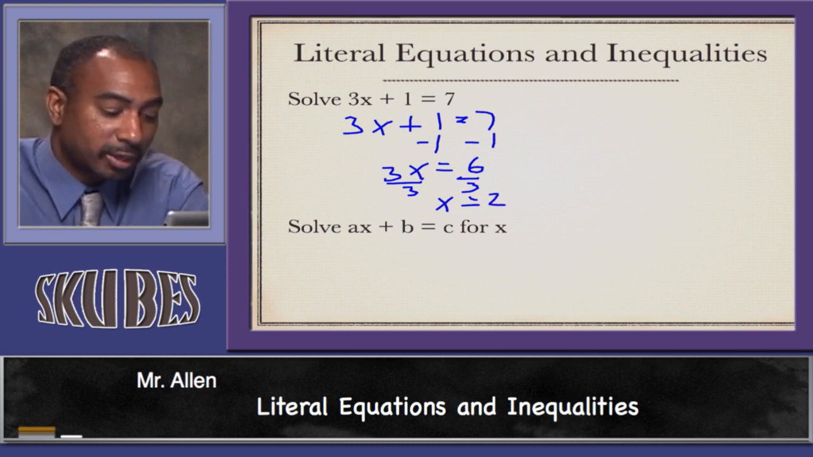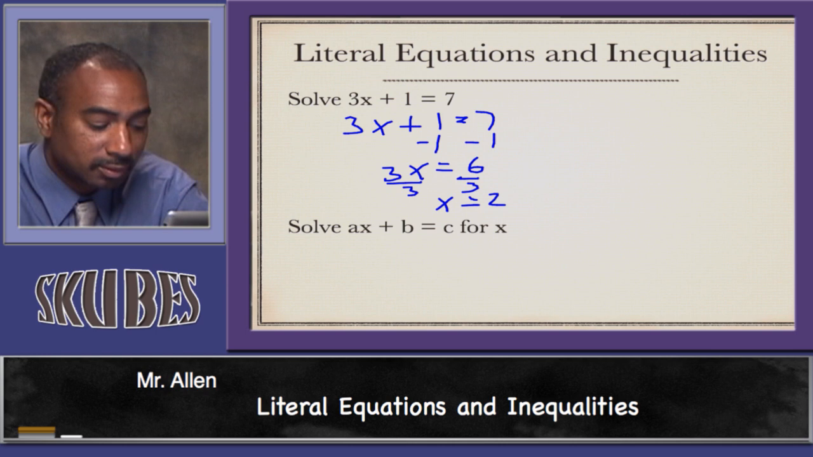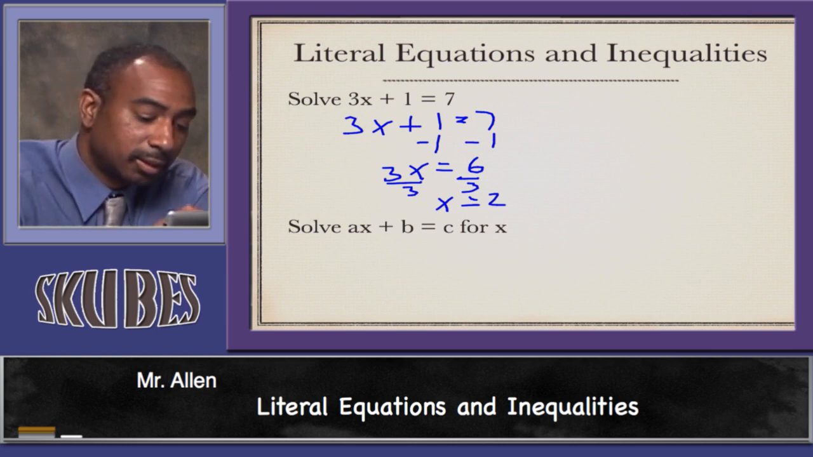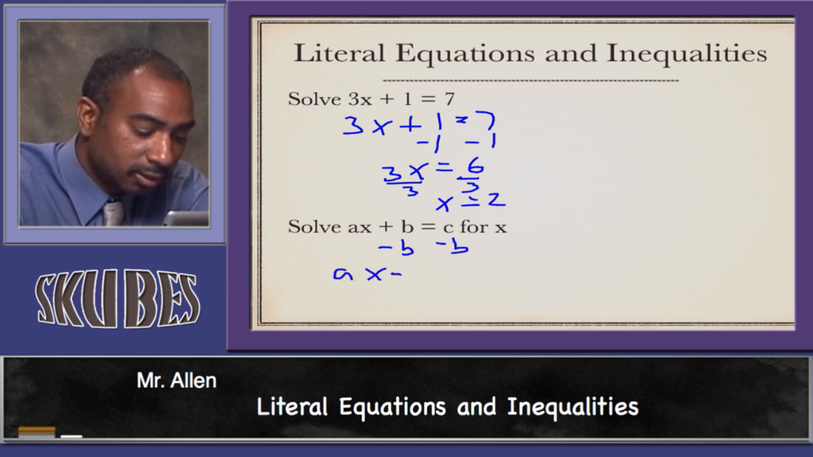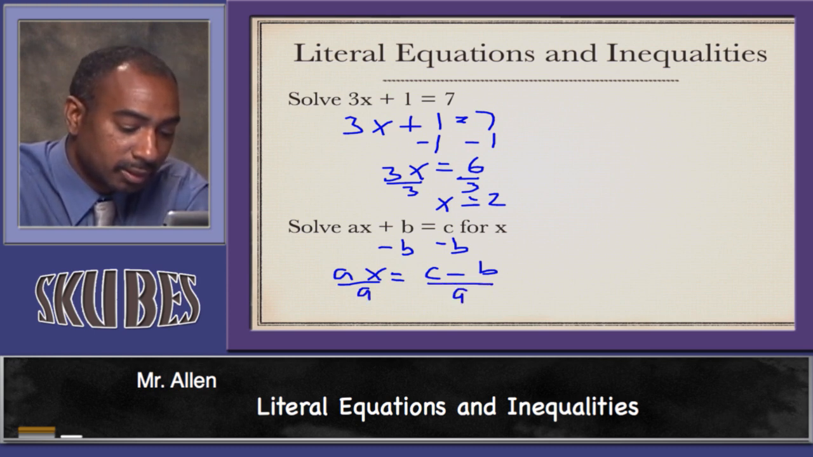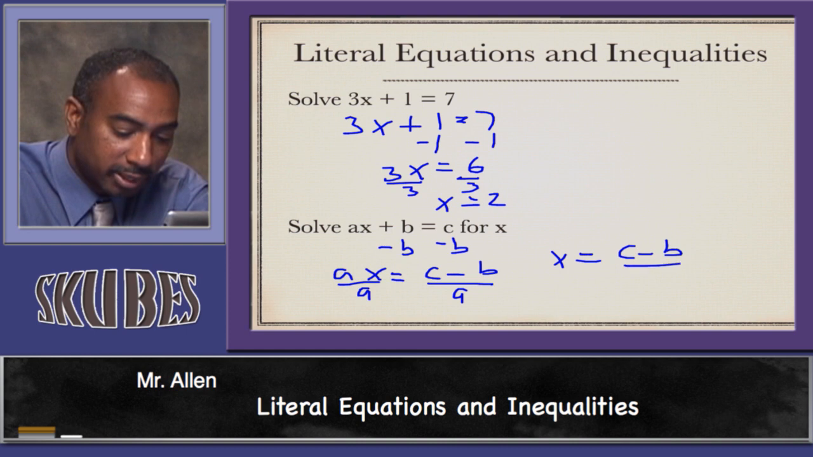But what if I did it this way? What if I solve for the general equation? I have ax plus b equals c, and I say solve for x. So if I were to solve for x on this one, I would just simply subtract b to both sides. So I have ax equals c minus b. And then I divide both sides by a to get the variable by itself. So I wind up with x equals c minus b over a.